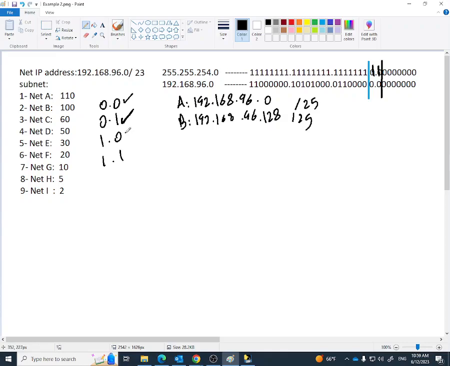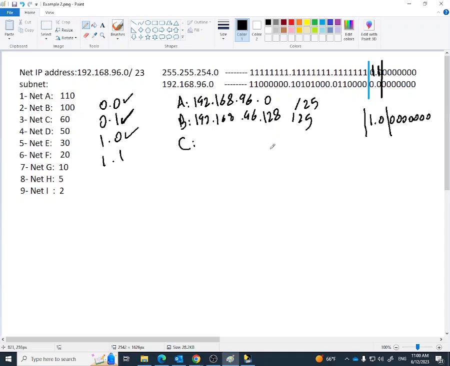Now for the third one, he wants 60. This is a case where I can actually subnet. So what I'm going to do, I'm going to come here in this area and put it as follows. 1.0, remember, I'm talking about this area here, and I get 1, 2, 3, 4, 5, 6, 7. So here, 1, 2, 3, 4, 1, 2, 3. That's 8. Remember, this is my original line. This is my new line. And we're talking about C in this case.